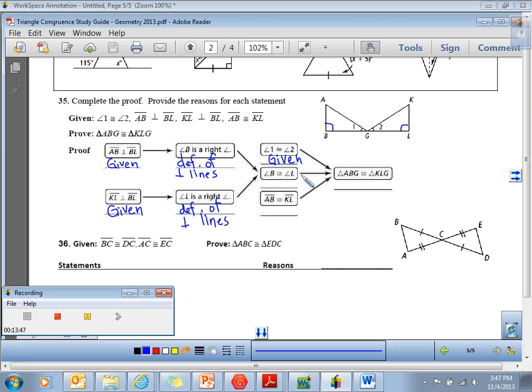And that's one of your theorems that says all right angles are what? Congruent. And that's probably on their pink sheet. That was probably one of the last ones. All right angles are congruent. That's how you could say angle B is congruent to angle L.